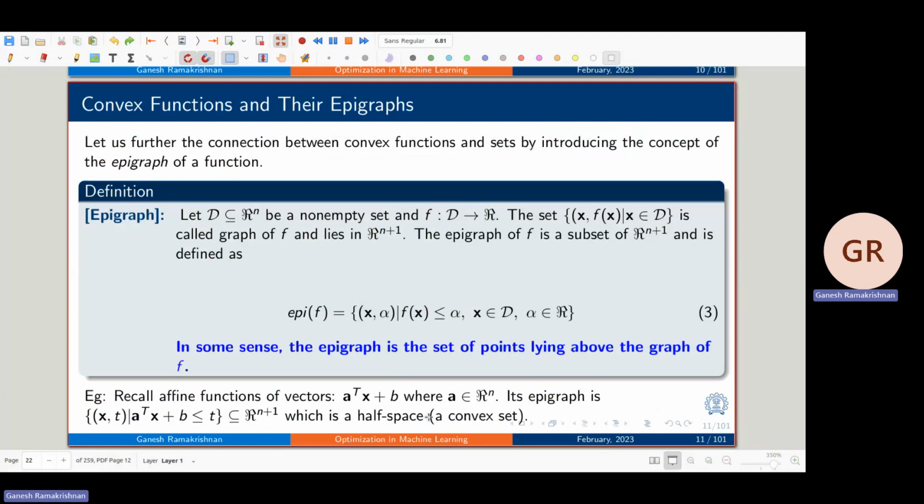So all I've said on the board is that half spaces are also kind of epigraphs. This is an example of the epigraph of an affine function, and now you consider its epigraph here, the half space above it. Okay, so I have now shown this whole thing in terms of epigraph alone. This is the set of all points lying above the graph.